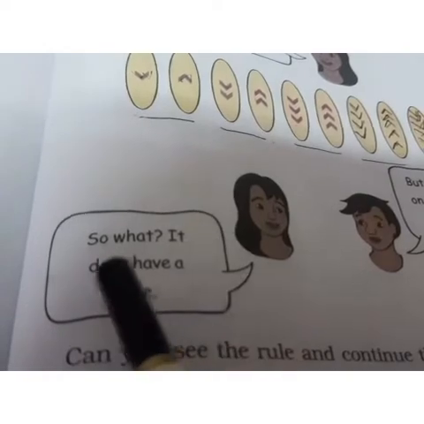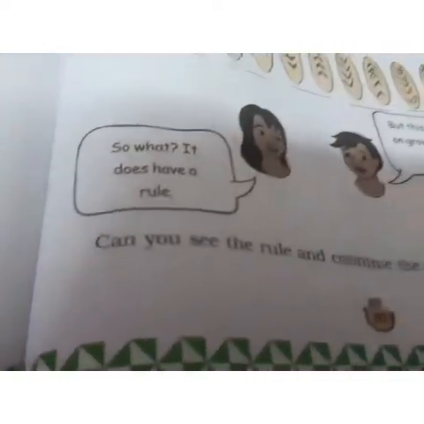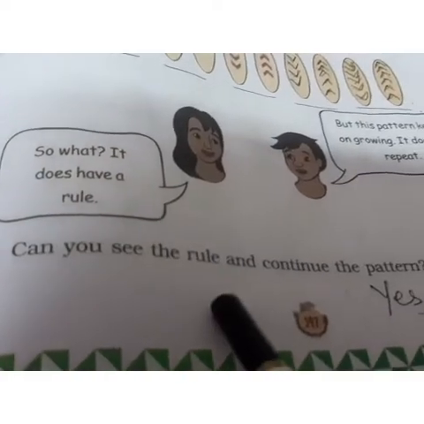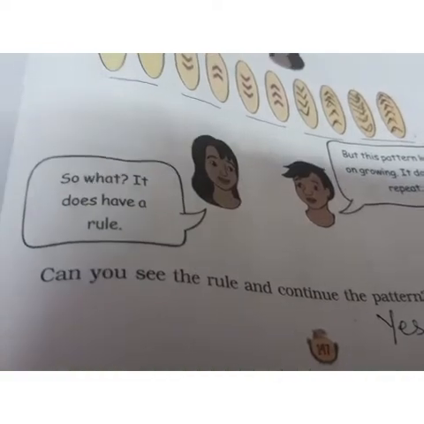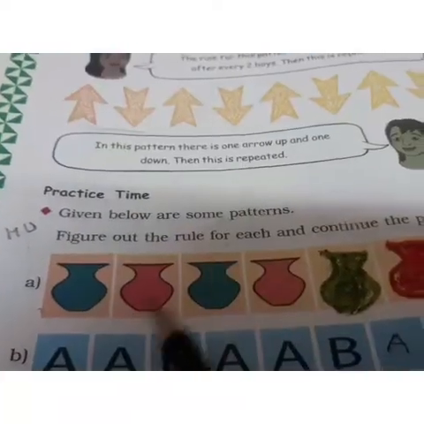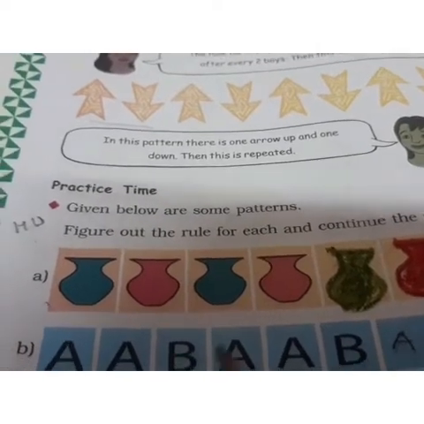So this also has a rule. अब इसमें भी एक rule है. Can you see the rule and continue the pattern? Yes, I can see the rule and continue the pattern. Just we will take a look at again the rules that we followed in these patterns that we made.